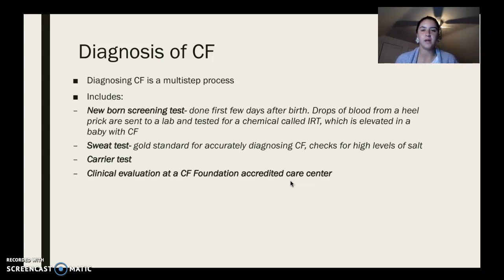The best way to diagnose a person with CF is the sweat test. It's the gold standard for accurately diagnosing CF, and it checks for high levels of salt in the sweat. You can also do a carrier test and a clinical evaluation at a CF Foundation accredited care center.